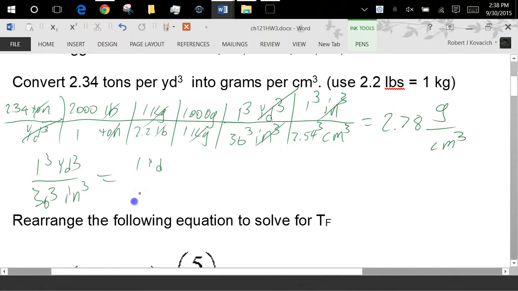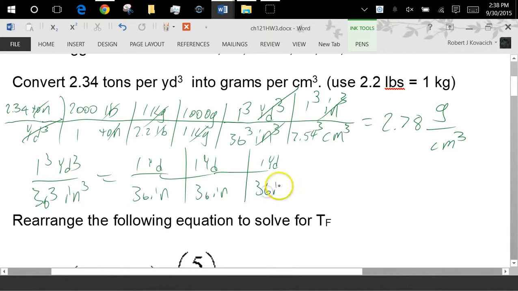1 yard divided by 36 inches. So can you see why I'd rather just do it all in one shot instead of having to write that fraction up there 3 times?